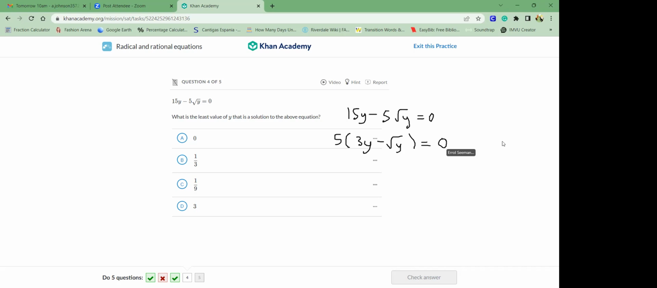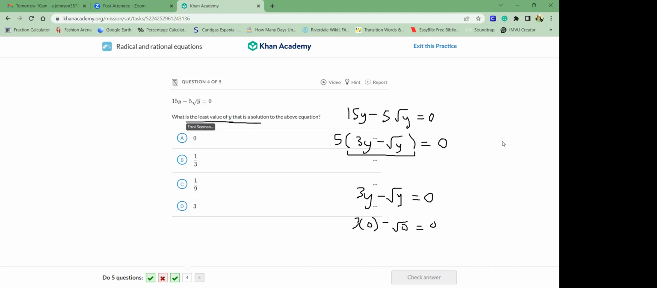Now what? This part right here has to equal 0, right? So 3y minus root y equals 0. So how do we solve that for y? So it has to be 0, right? 3 times 0 minus root of 0, that's 0, right? So it says the least value of y.